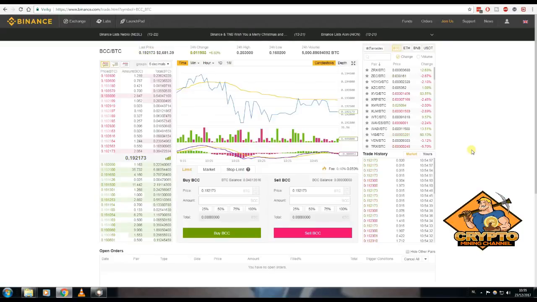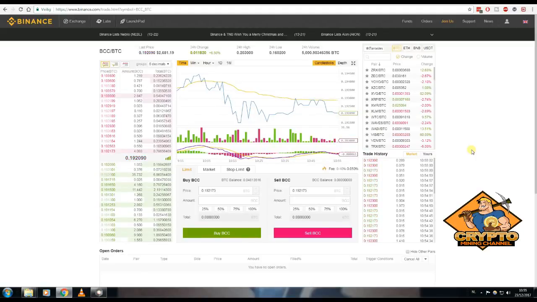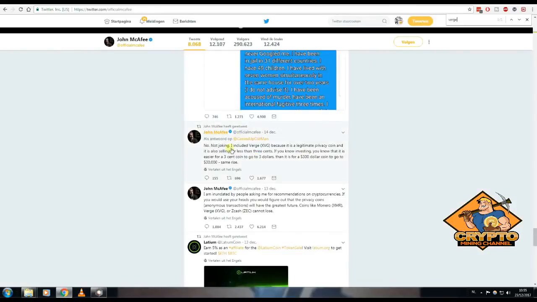I decided today that I will buy Verge. One of the reasons is because John McAfee said this about Verge. He doesn't give a lot of recommendations, but he did on the 13th of December. I wish I saw it then. But he says, if you would use your heads, you would figure out that the privacy coins, anonymous transactions, will have the greatest future. Coins like Monero, Verge or Zcash cannot lose.